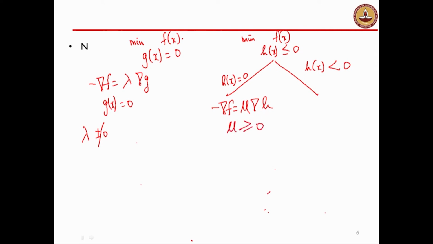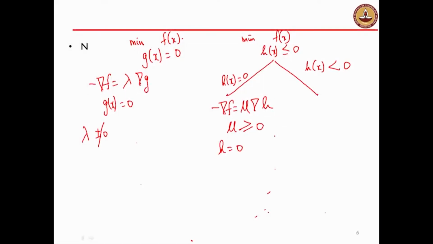The sign of mu is important. The sign of mu cannot be negative, mu has to be non-negative. And what else do we know? h is equal to 0. So we have these conditions of optimality when the constraint h is what is called active, or when h is equal to 0, these conditions have to be satisfied.